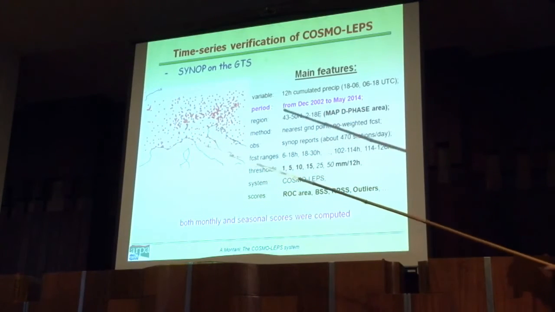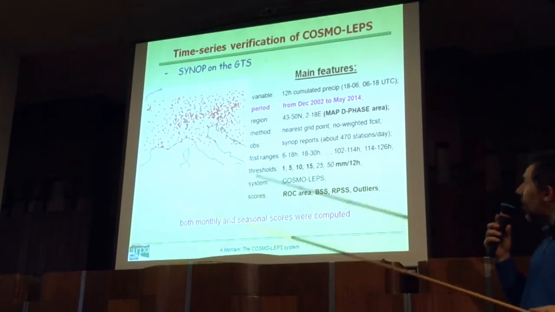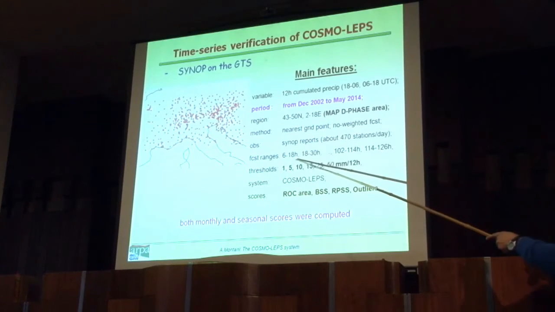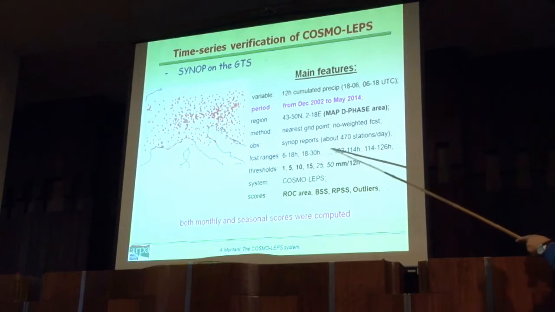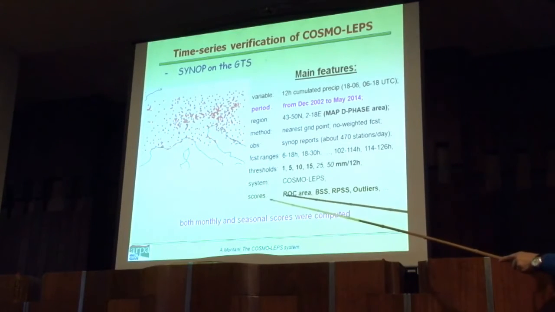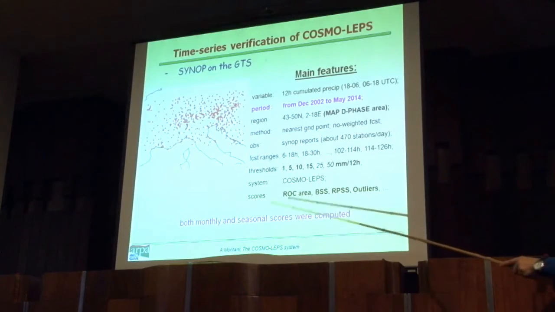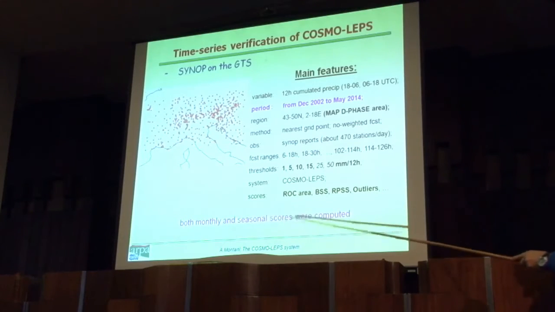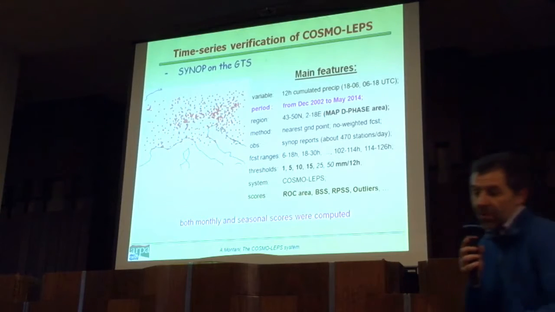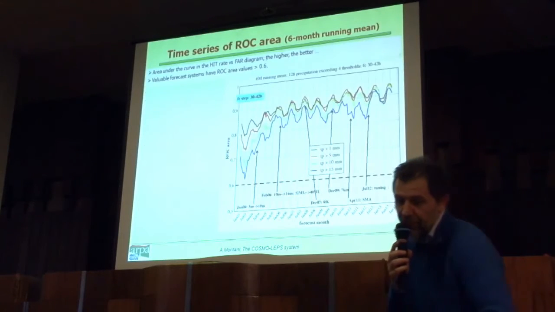We look at the performance of the system in terms of 12-hour accumulated precipitation. We look at several forecast ranges between 6-18, 18-30, and so on, up to day 5. We look at several thresholds over a number of scores. And we consider monthly and seasonal scores. So the next 3 slides are a bit boring probably, but I hope you don't fall asleep.